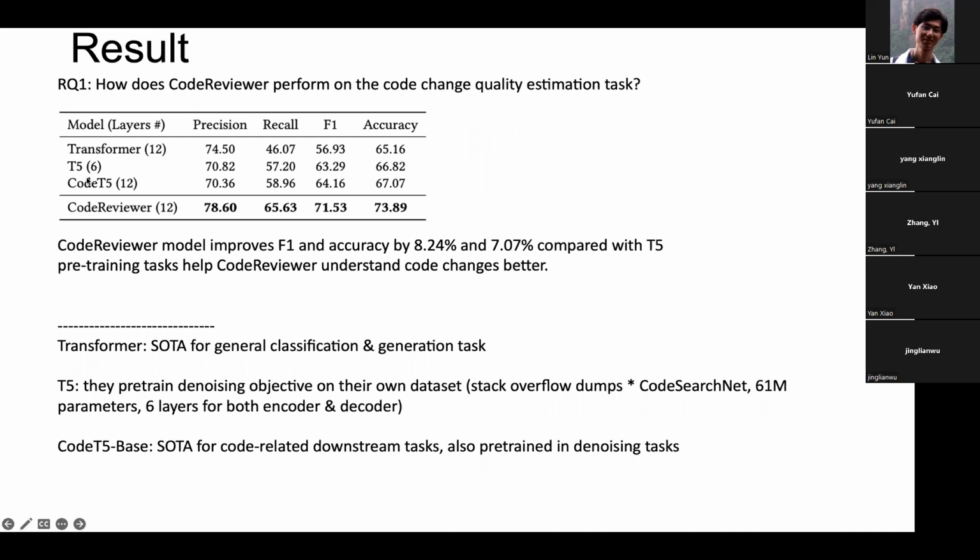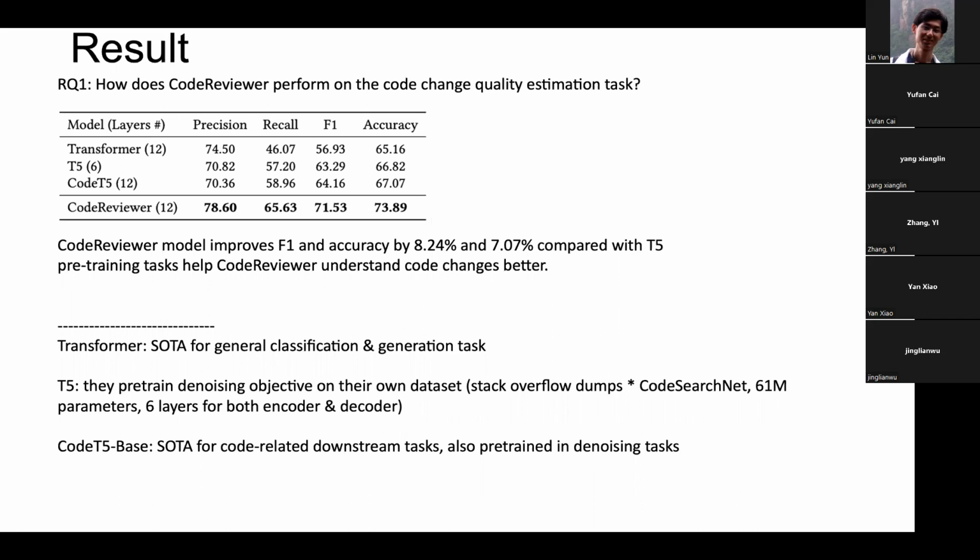They compare their code reviewer with 3 baseline models. The Transformer is just the SOTA for all general classification and generation tasks in NLP. The T5, they say, is pre-trained with the denoising objective on their own data set, which is from Stack Overflow or CodeSearchNet. And CodeT5 is the SOTA for code-related downstream tasks. CodeT5 is also pre-trained on denoising tasks. And they are saying there is improvement in precision, recall, F1, and accuracy.